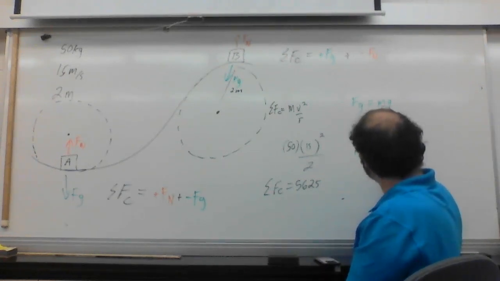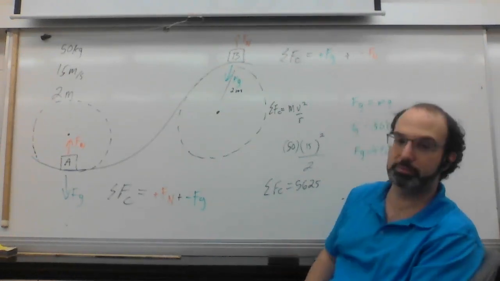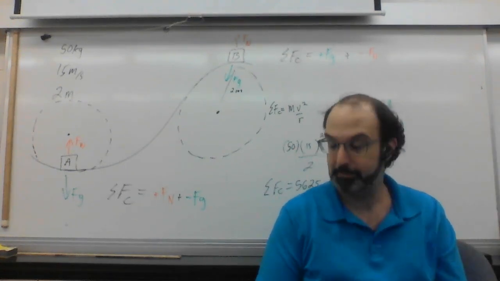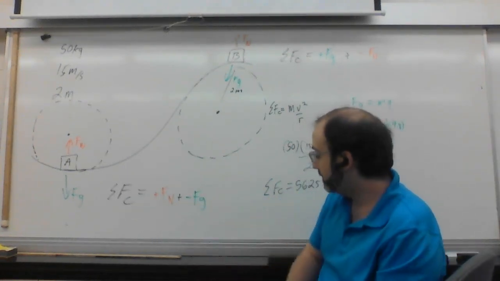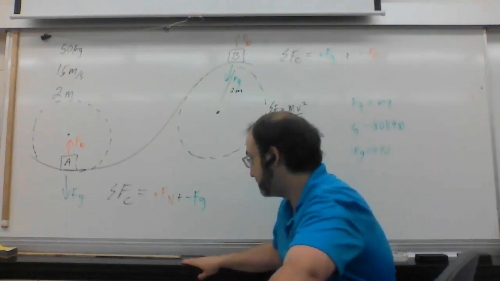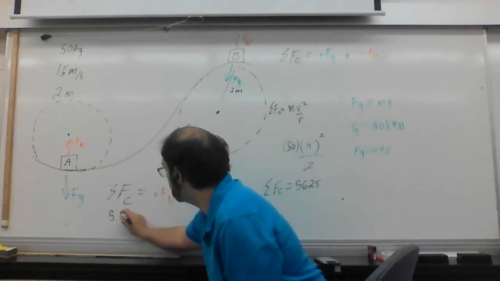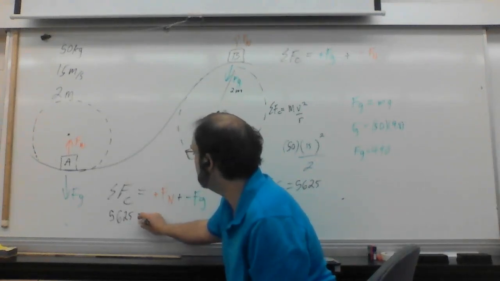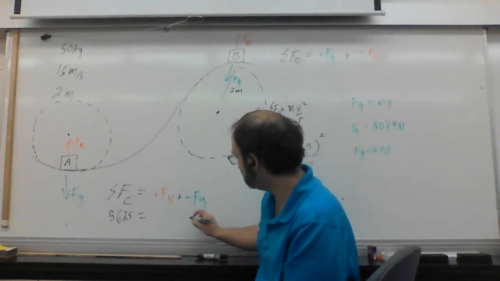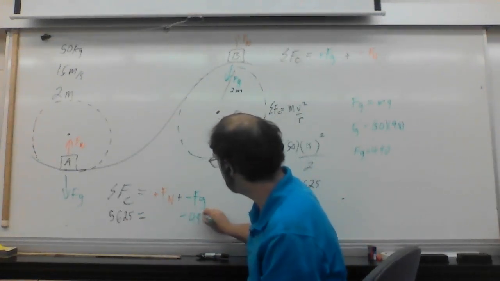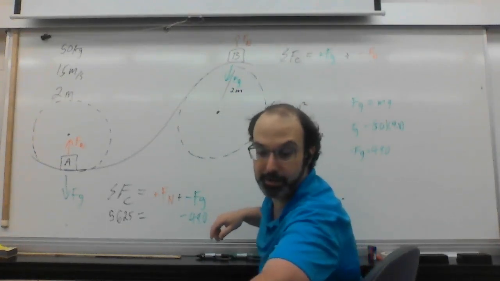Okay, so now that we have our numbers, now we just have to make sure to use them properly. Over here, when we set up the question, we get 5625 equals minus 490 Fn.